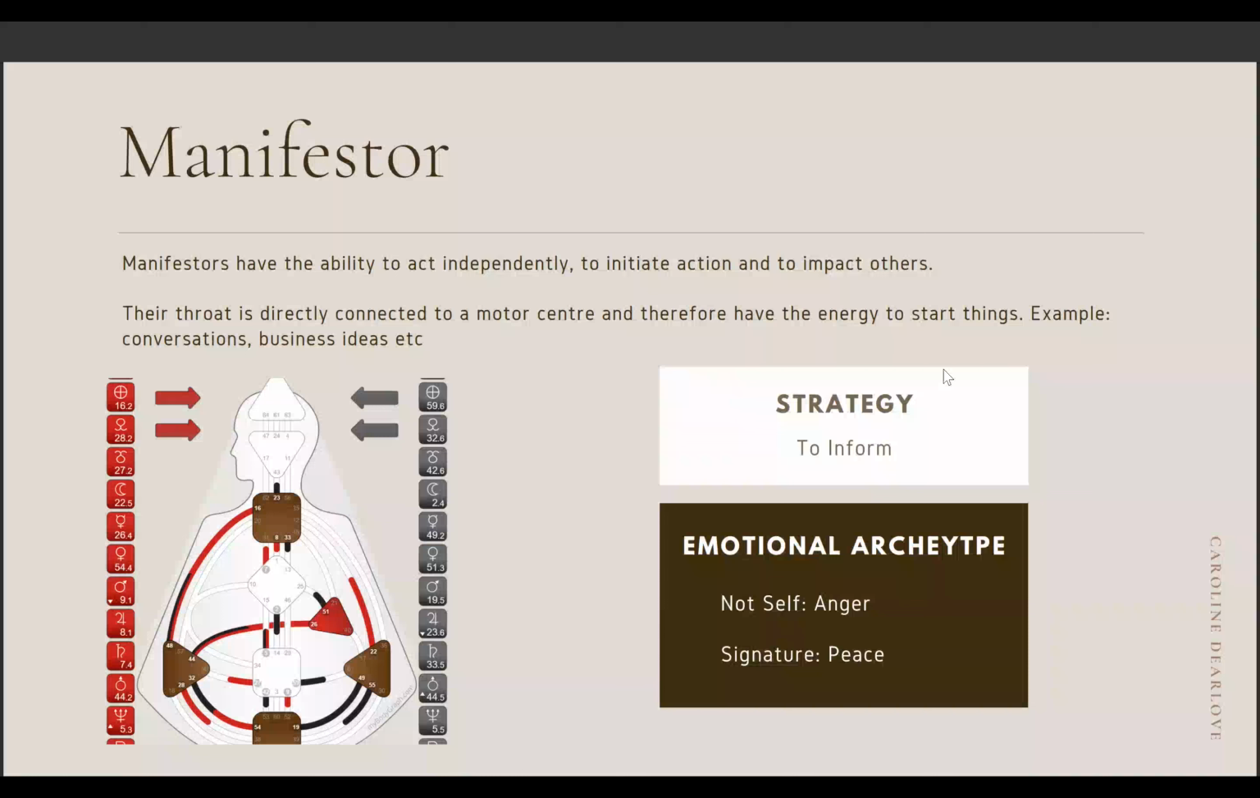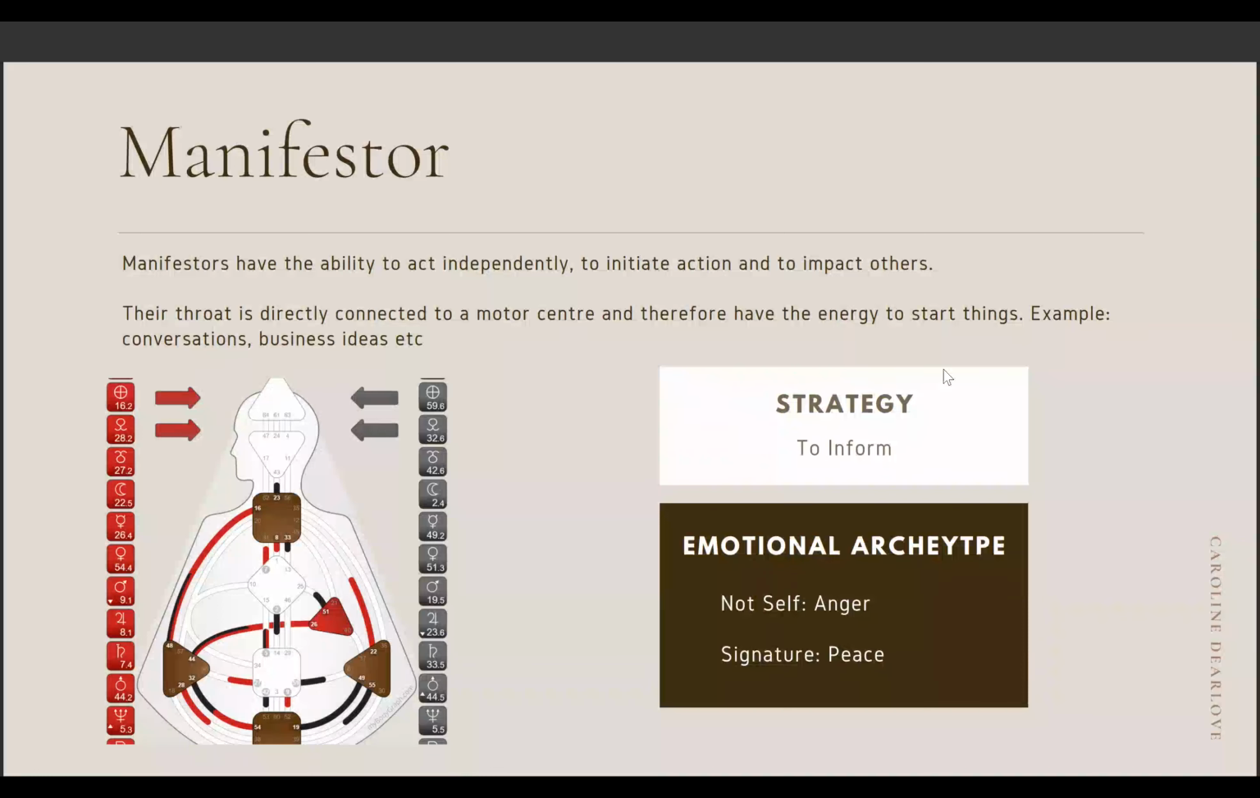Like I said, for the manifesting generators, you're not here to ask permission. You're informing people to say, hey, this is my idea. And if you want to come along and be in this idea with me, I'd love you to come along, knowing full well that everybody who's there wants to be there. When you find yourself angry, it's because you've potentially not informed, okay?